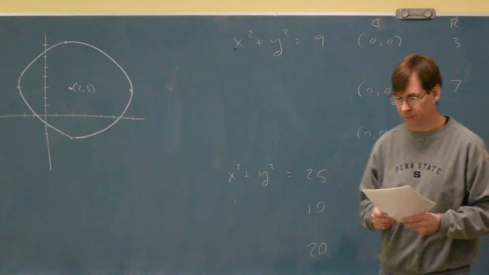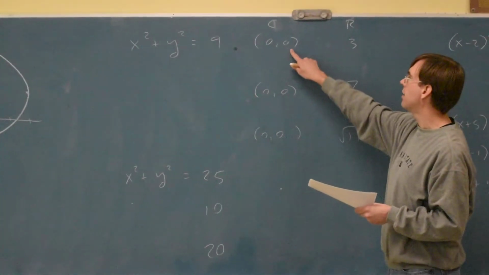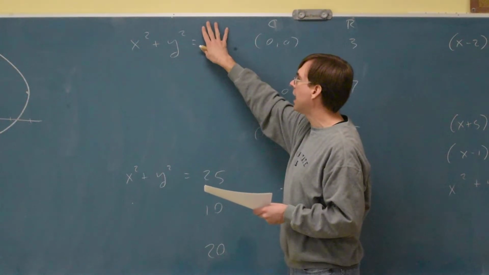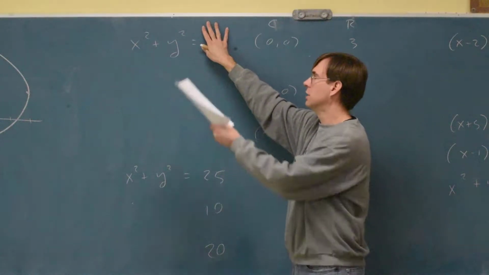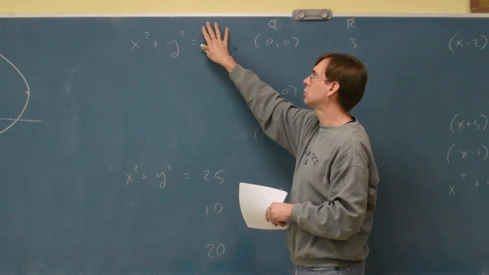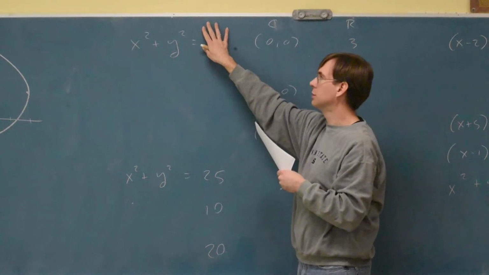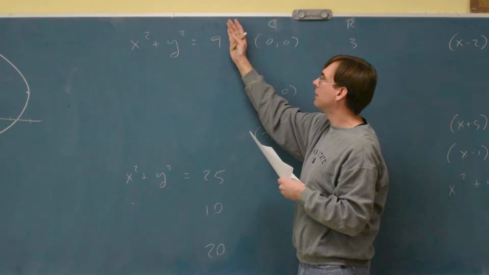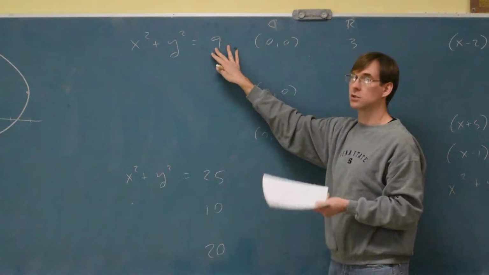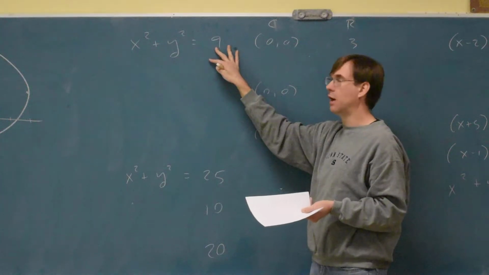Equations of circles. As long as the center is at the origin, you're always going to get the same beginning to every equation: x squared plus y squared equals. That's how every equation will start if the center's at the origin. Then there's a number that depends on the radius. The number will always be the radius squared, times itself, in other words.